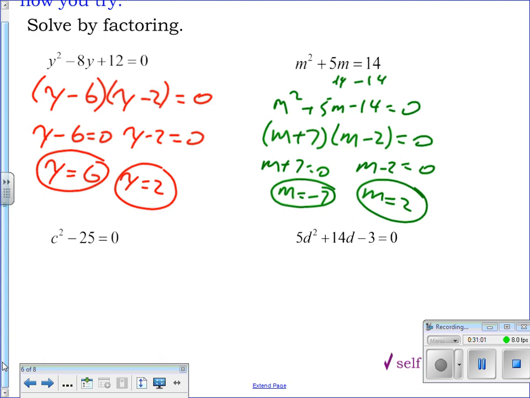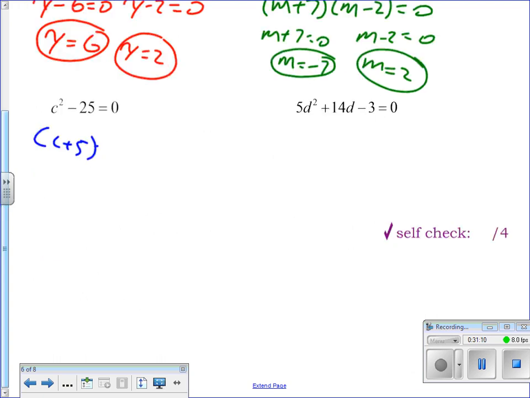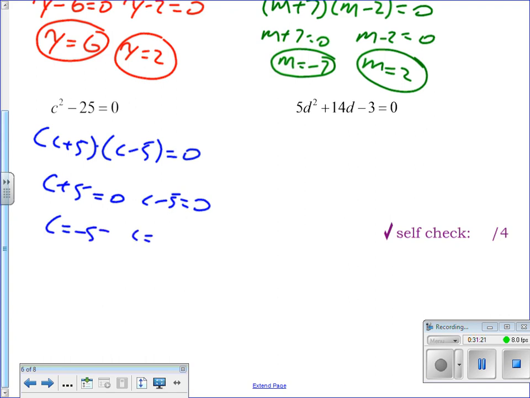Next one is the difference of two squares. C plus 5 times C minus 5 equals 0. C plus 5 equals 0. C minus 5 equals 0. C equals negative 5. C equals positive 5.